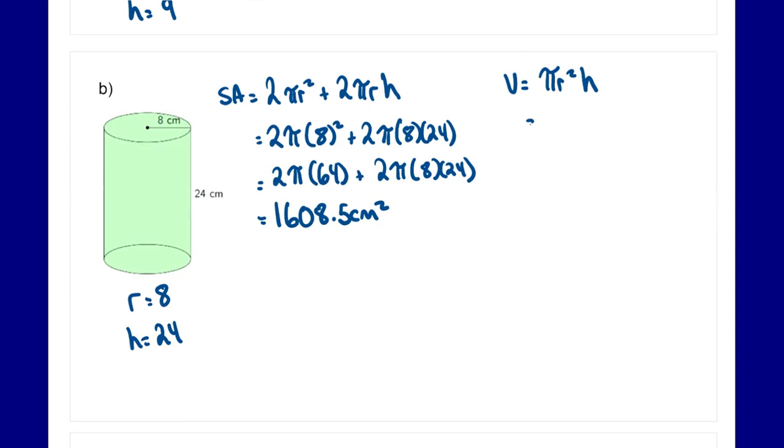For volume, a little bit simpler, less of a calculation. So pi times r, which is 8 squared, times height, which is 24.